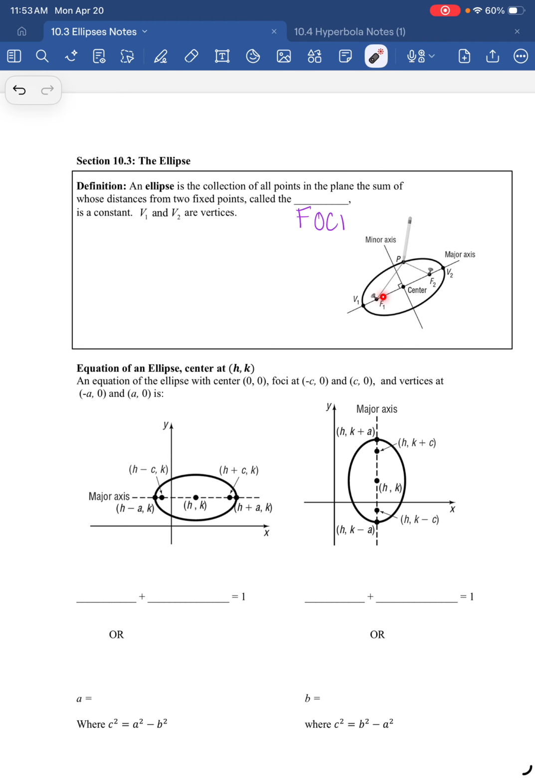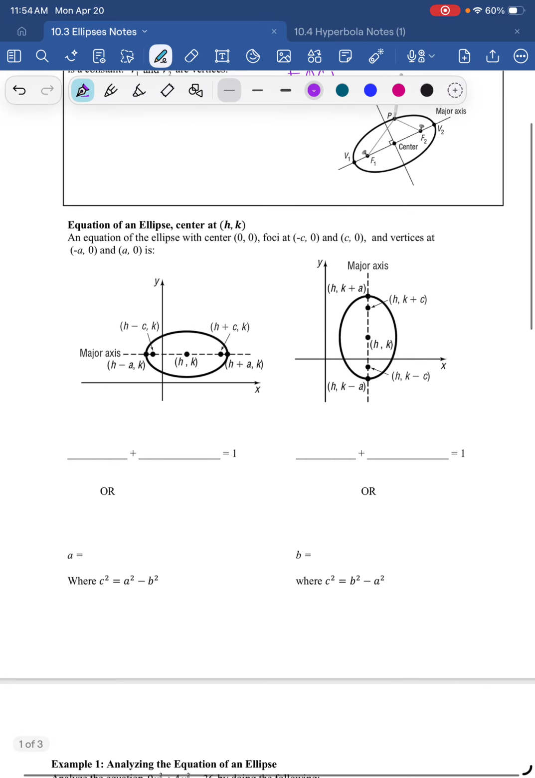So imagine you've got a thumbtack. Here's a focal point, here's a focal point, and you have a piece of string that is taut between these two foci. If you were to pull this piece of string around, leaving these focal points intact, not moving, you keep them constant, you would create what is called an ellipse. And an ellipse is either horizontal or vertical.